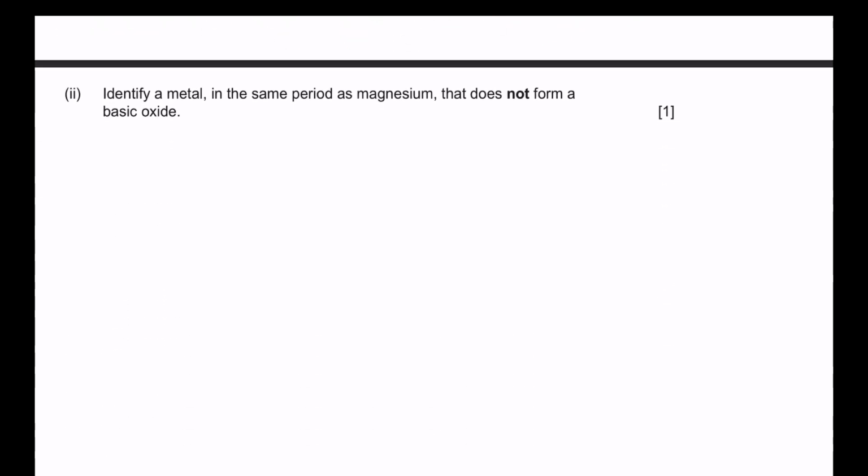We have to identify a metal in the same period as that of magnesium that does not form a basic oxide. If we check in the period of magnesium, the only metal that doesn't form a basic oxide is aluminium, because aluminium forms an amphoteric oxide, which is both acidic and basic. So the answer will be aluminium.